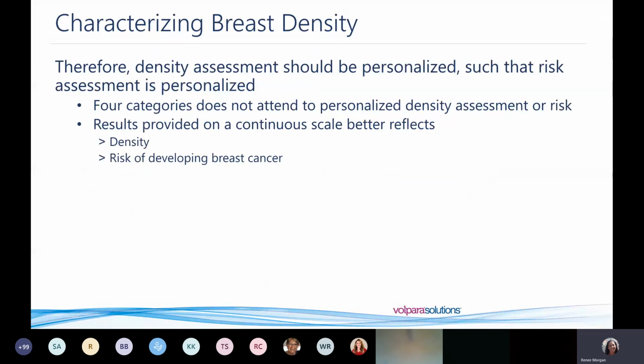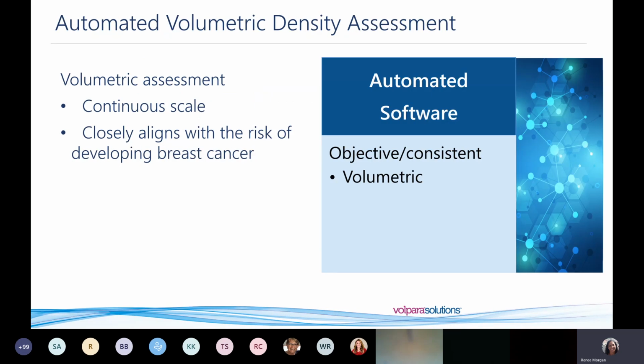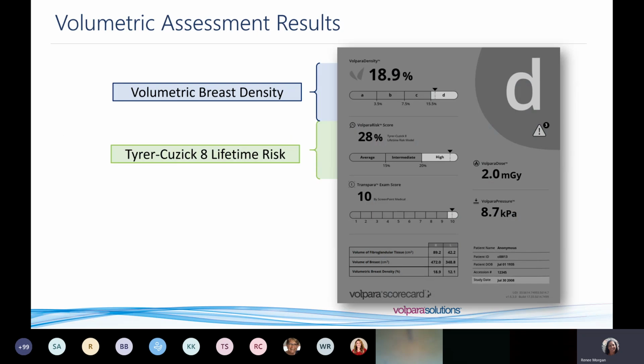Therefore, density assessment should be personalized, such that risk assessment is personalized. And the 4 categories that are used do not attend to that personal density assessment or risk. So we need to provide a continuous scale that better reflects density as well as the risk for developing breast cancer. And automated software does that, provides that volumetric assessment on a continuous scale that closely aligns with the risk of developing breast cancer. And we'll talk about that.